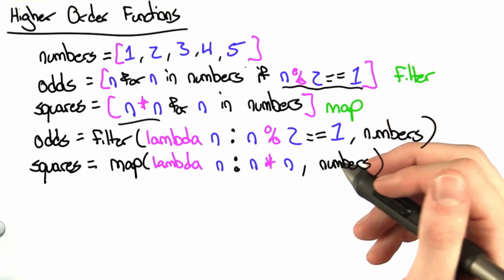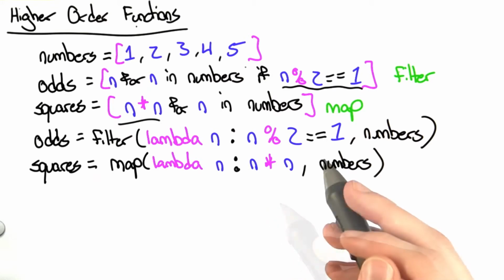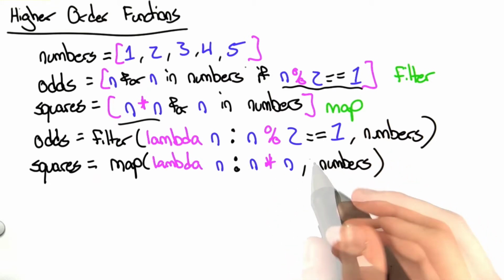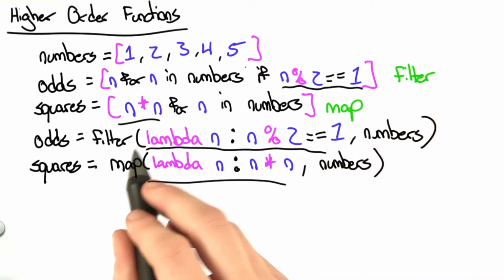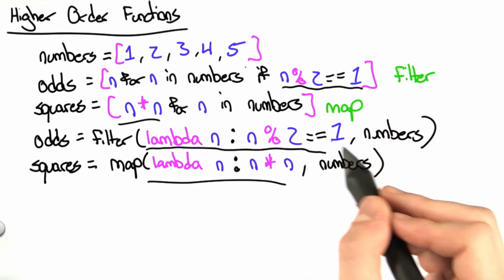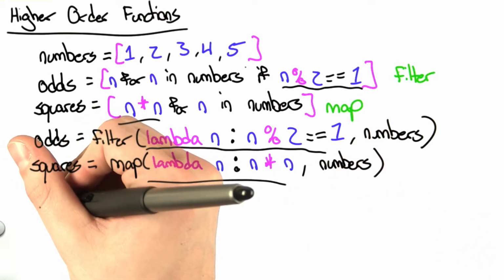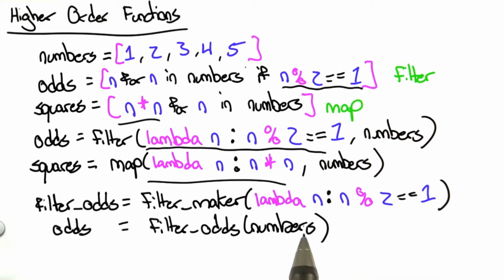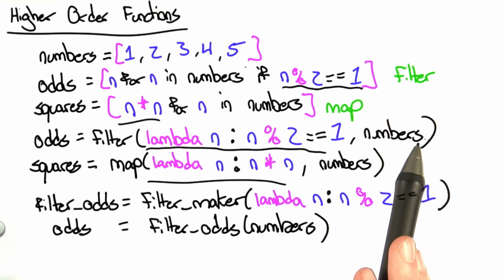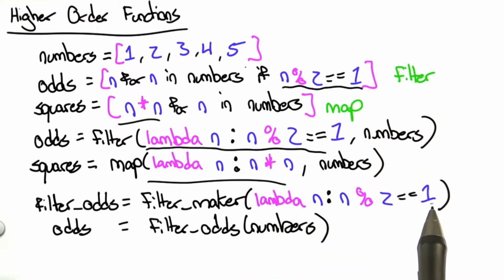This problem asks us to create what is known as a higher order function. That is, we're going to create a function that generates a function that saves us time from having to repeat this first part of the filter and the map every time we want to reuse the same operation. So ideally, instead of writing filter of lambda n mod 2 equals 1, we're just going to create an odd filter. Here our filter maker creates a new function that takes in one parameter, numbers, and applies filter in the same way as we have up here, because we've already passed in to the filter maker the function that we want to use filter on.